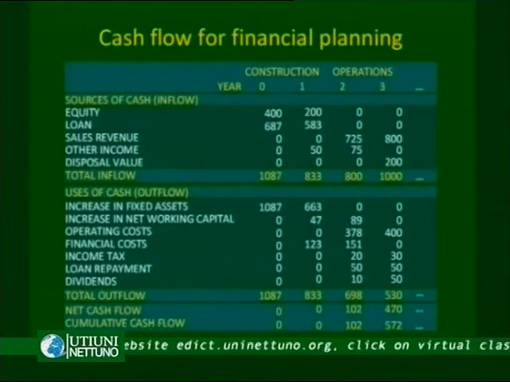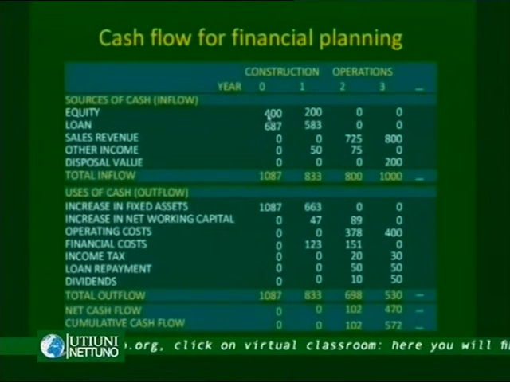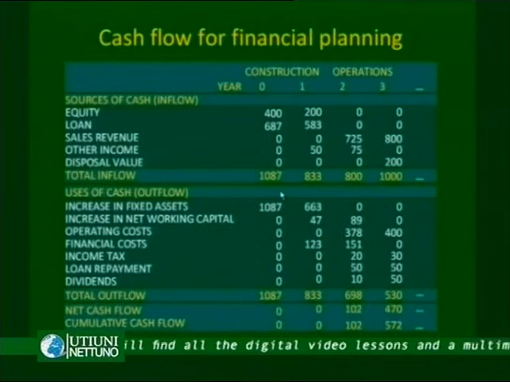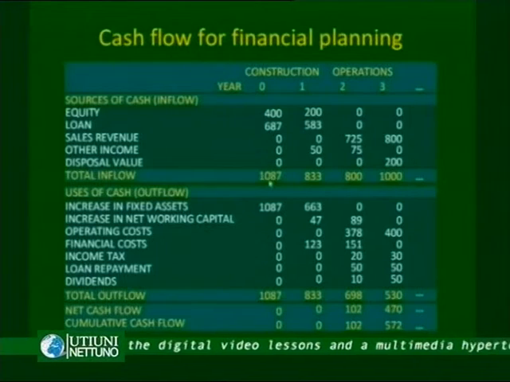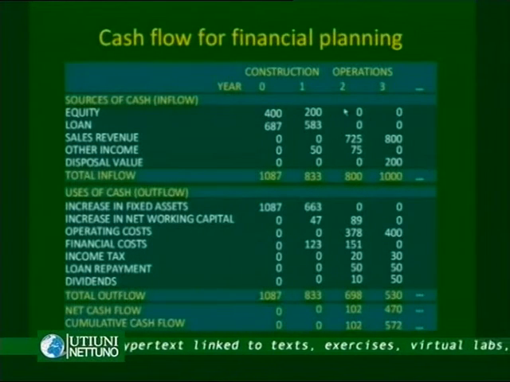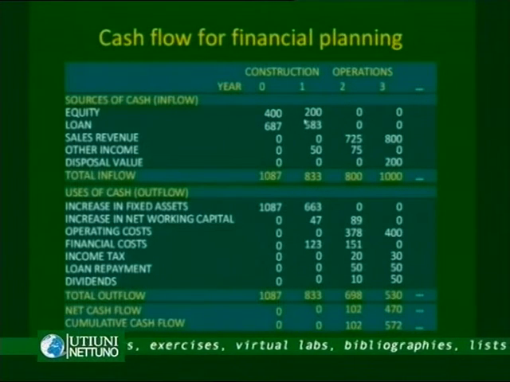In particular, we can see here in year 0 that shareholders have invested 400, and that the project has raised 687 of new loans. This is because in the first year of the life of the project, year 0, the project has to fund 1,087 of investment in fixed assets. In year 1, instead, shareholders are investing 200 more, where new loans are raised for a value of 583.